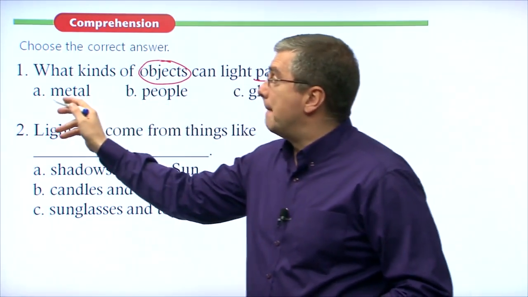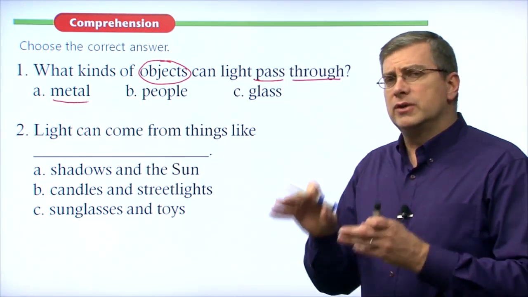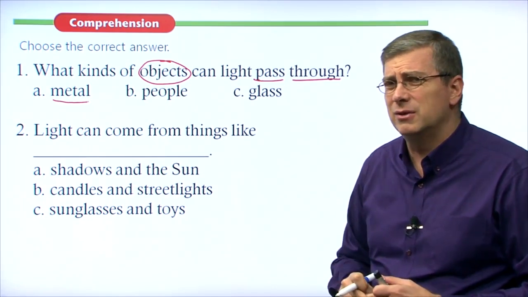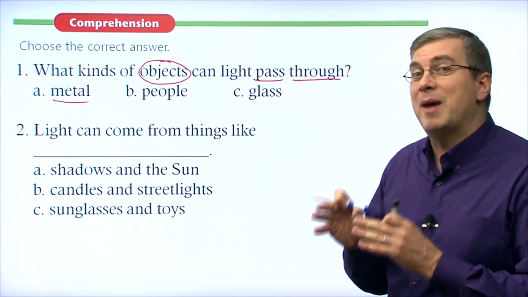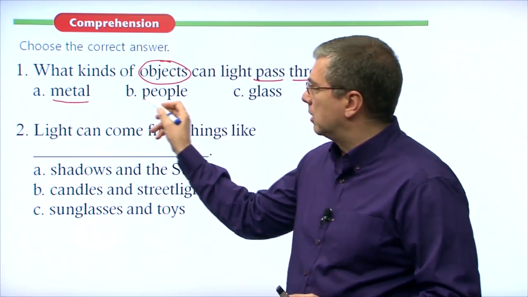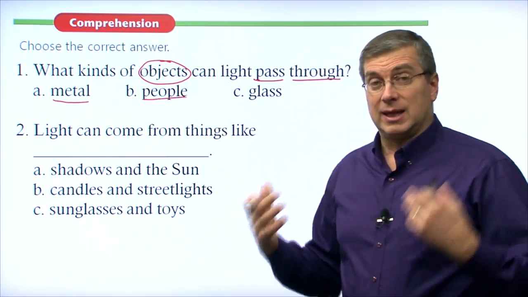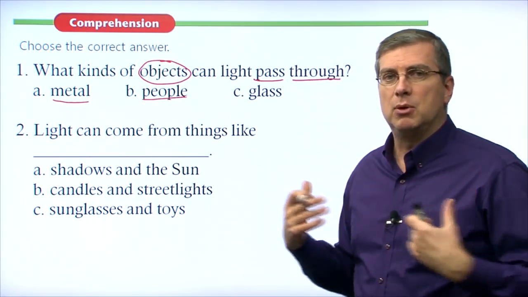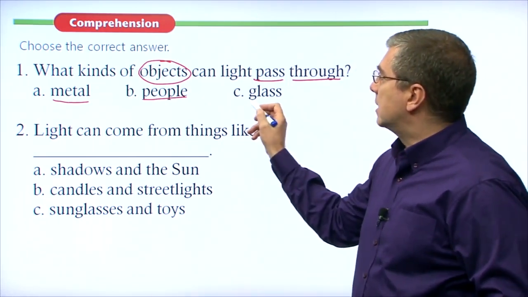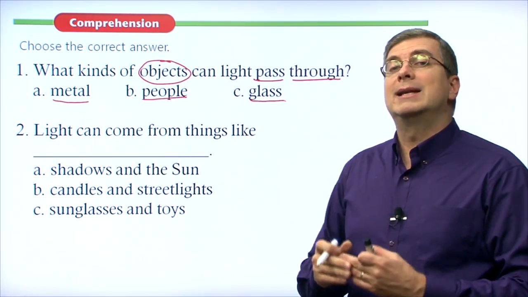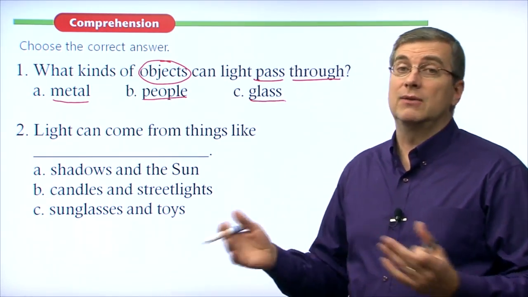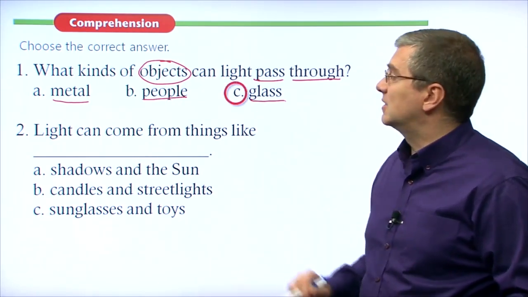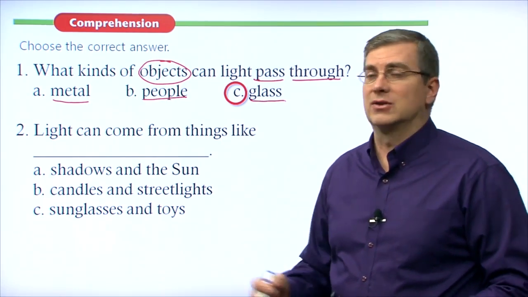Can light pass through metal objects? No. Usually metal, there's no type of metal that light can pass through. Can you think of any metal that light can pass through? There's no type of metal that light can pass through. What about people? Can light pass through my body, my hand? No, light cannot pass through people. People cast shadows. What about C, glass? Glass, sure. Light can pass through glass, right? Even if it's dark glass, some light can pass through it. So of course our answer is C, light can pass through glass.